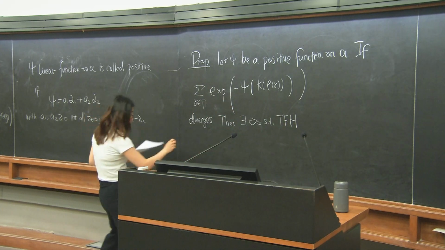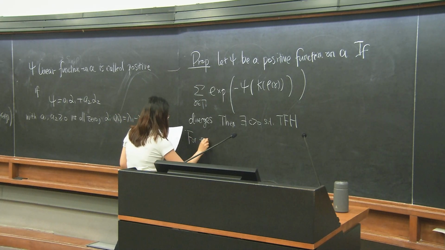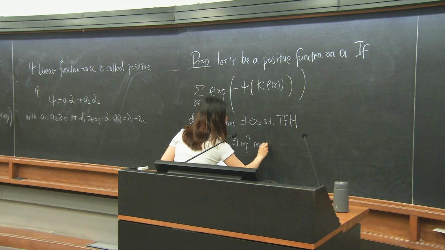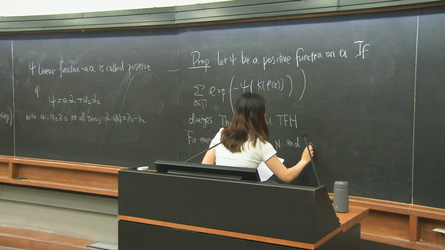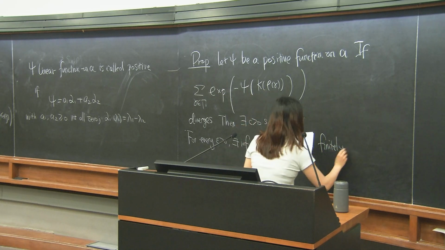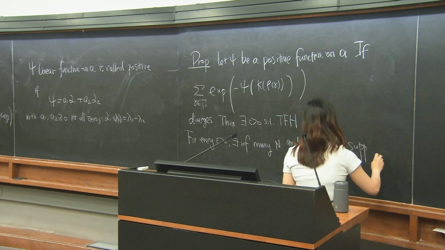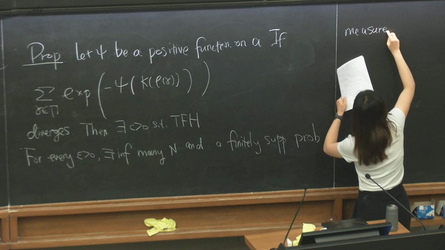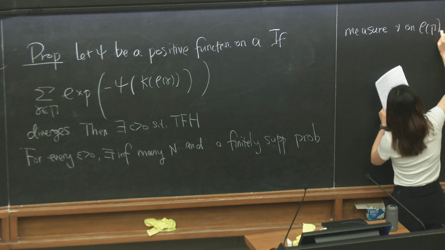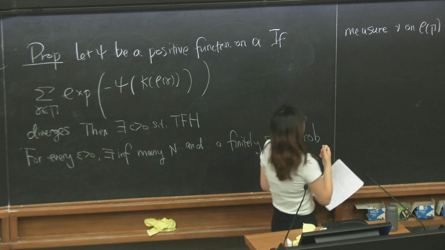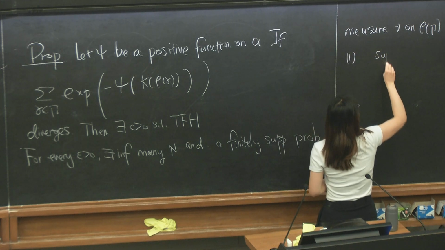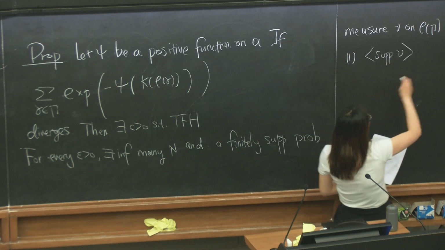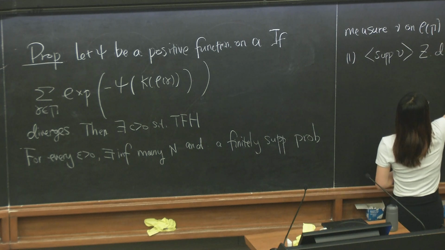So, if you give me any epsilon, I can find infinitely many n and a finitely supported measure on the group, such that, the first one is that now when I use the support of this measure on the group and use it to generate a group, it actually is Zariski dense in SL3R.